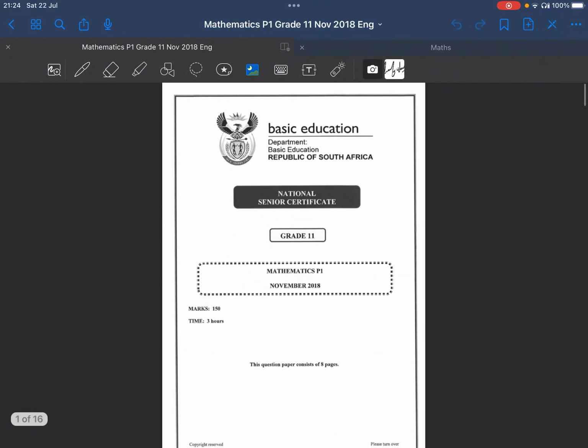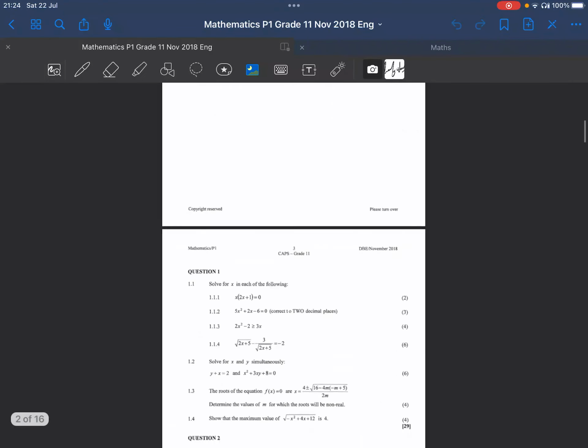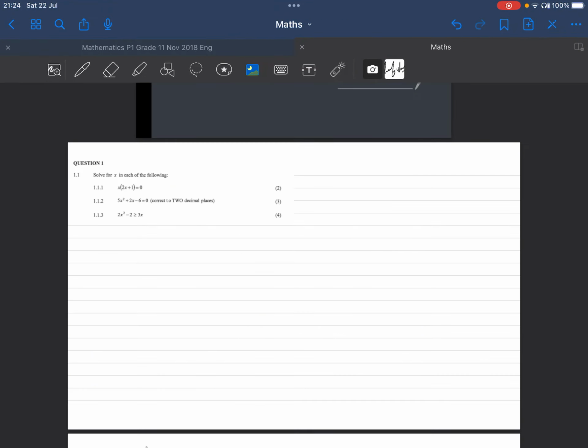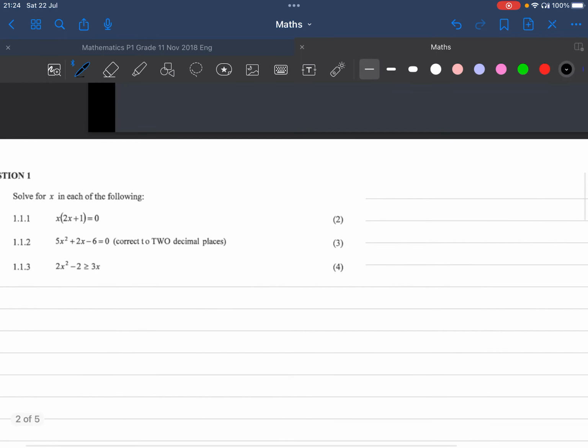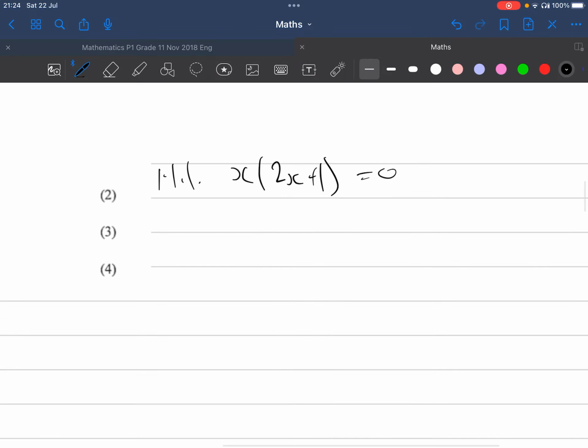Okay, here we're doing grade 11 maths paper 1, the 2018 paper. Let's start with question 1, which is algebra. Okay, so 1.1 says x times (2x plus 1) equals 0. So this is a quadratic equation, and how do we solve it?